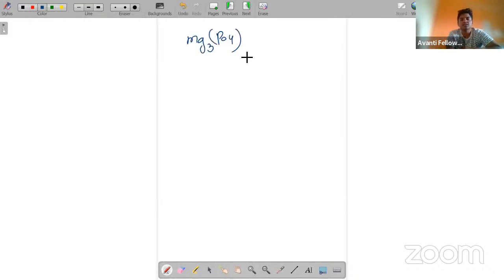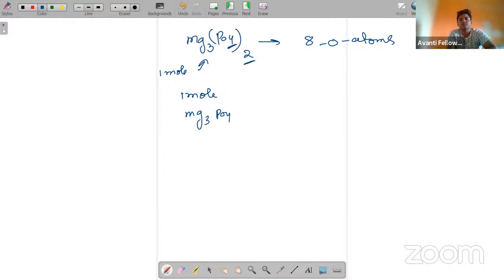Mg3(PO4)2. Generally, if you are seeing this one, how many oxygen atoms are there? For 1 mole of Mg3(PO4)2, how many oxygens are there? 2 into 4, so that is 8. 8 oxygen atoms are there. So 1 mole of magnesium phosphate, Mg3(PO4)2, contains 8 moles of oxygen atoms.